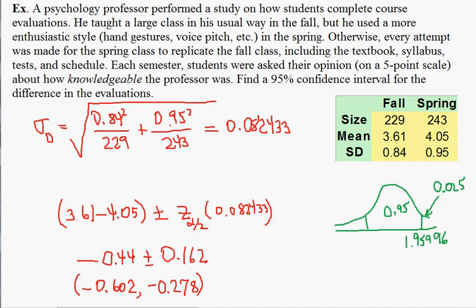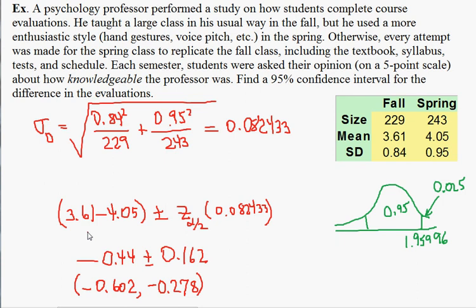A couple remarks. I chose 3.61 first for no good reason other than the fall semester came before the spring semester. But there's no reason why I could not have done the 4.05 minus 3.61. I would instead get positive numbers as opposed to negative numbers. So that was a choice that I made. There's no particular reason why I did that other than that the fall semester came first.